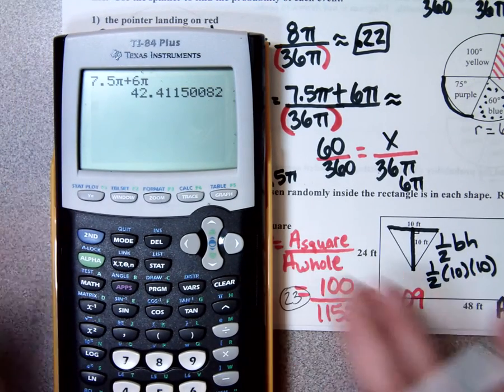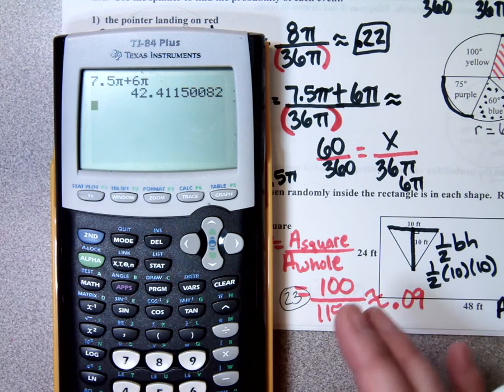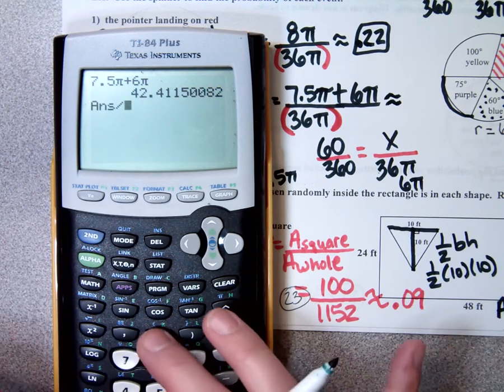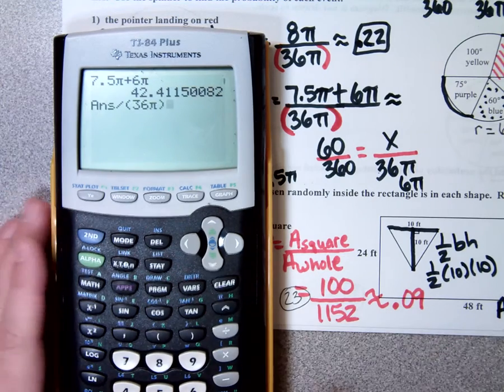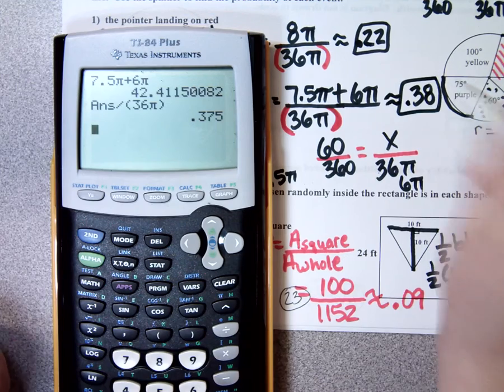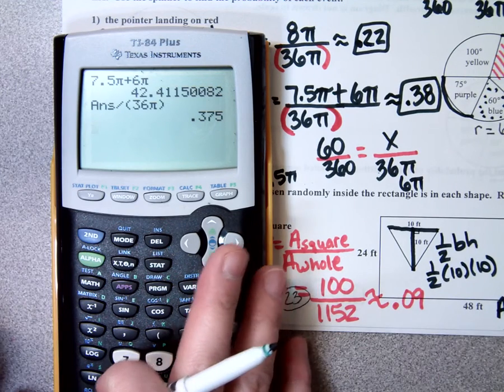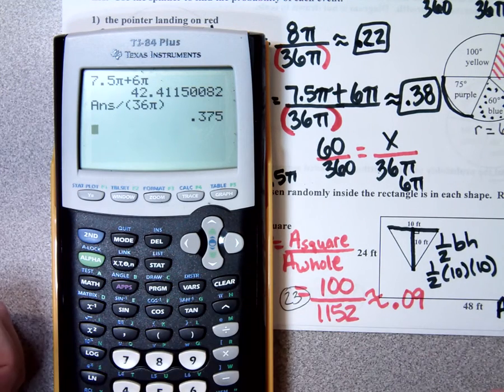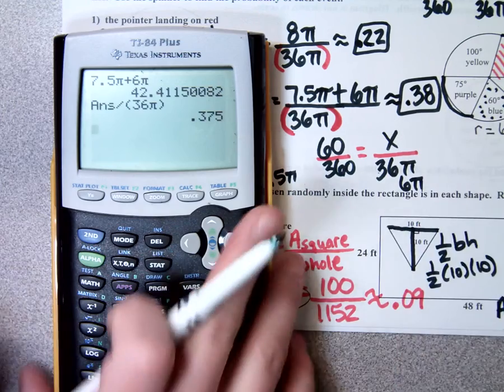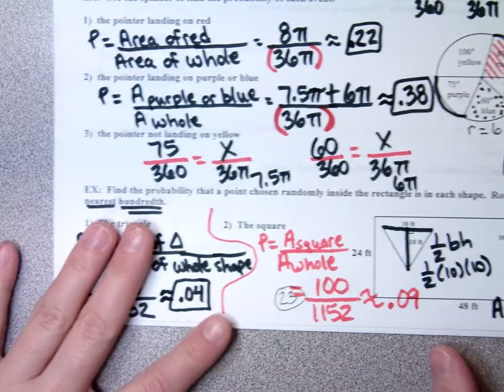Okay, so I put 7.5 pi plus 6 pi in my calculator, and then I'm dividing by parentheses 36 pi, and you should get 0.38 if you round to the nearest hundredths. Yeah, I didn't put it in parentheses. I put mine together. The numerator? Yeah. That's not a problem.